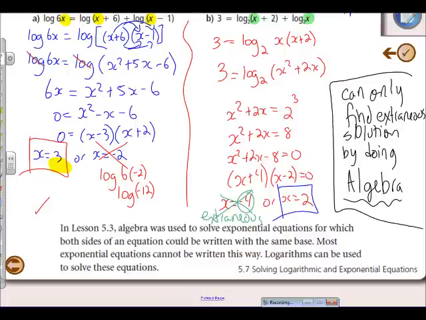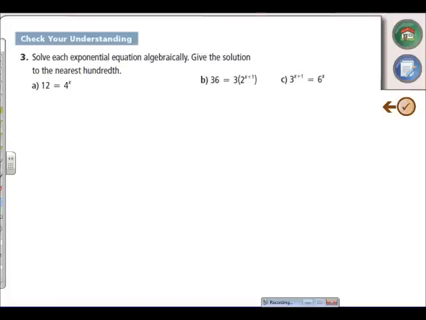So now in 5.3 we talked about solving exponential equations, but they all have the same base. Now we're going to do them without the same base, and we're going to have to use logs. There's always two ways that you can solve these. So the first way to solve this is probably the more common way that people use.